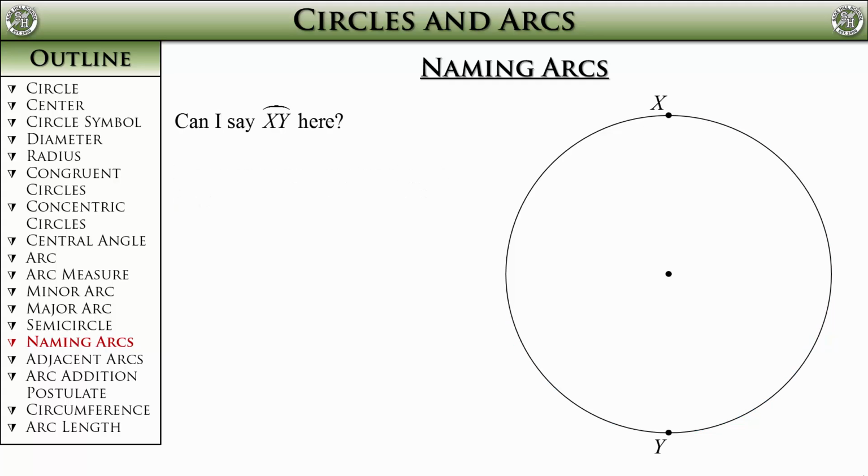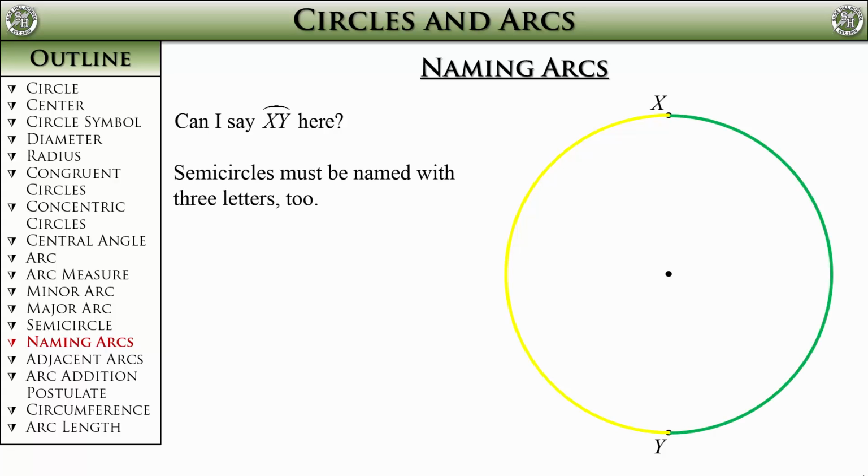But what about semicircles? If I wanted to name the semicircle, could I use arc XY here? Hopefully you figured this out, but that is no good here. I don't know if arc XY is referring to the semicircle on the left, this yellow one here, or whether it means the semicircle on the right, the green one here. Semicircles must be named with 3 letters too, so I better add in a couple of letters now.